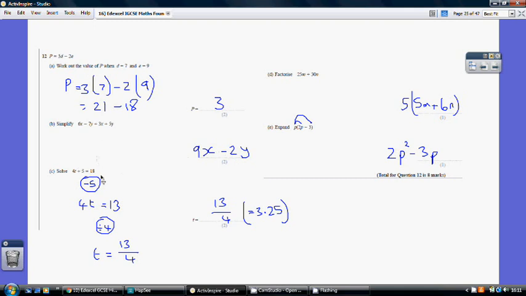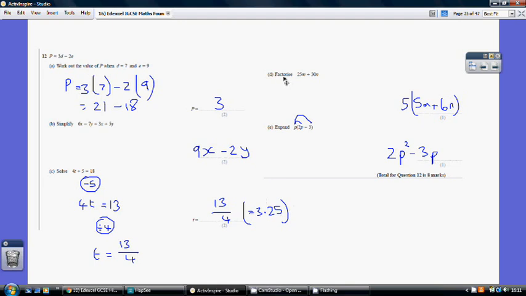Now part C, to solve this, how do we undo an adding of 5? We take away 5 from both sides, so 4t equals 13. How do we undo this timesing by 4? We divide by 4, so t equals 13 divided by 4, 13 over 4. Now that's perfectly acceptable as a final answer, but if you wish you can give the answer as 3 1/4 or 3.25.